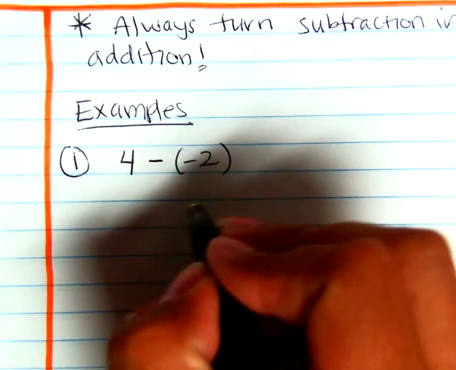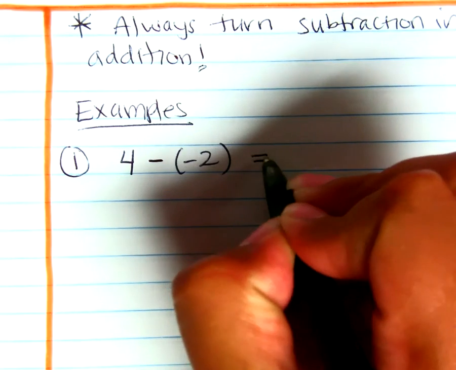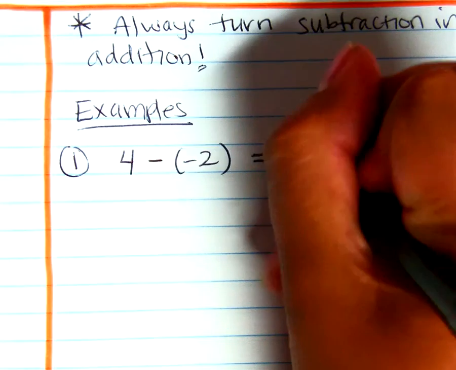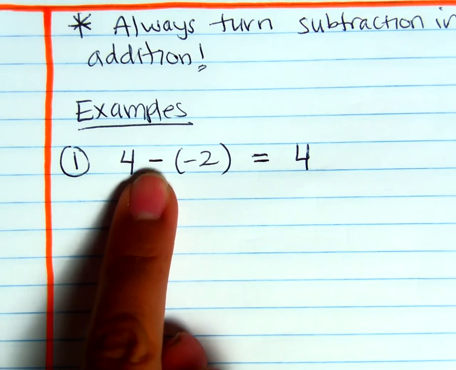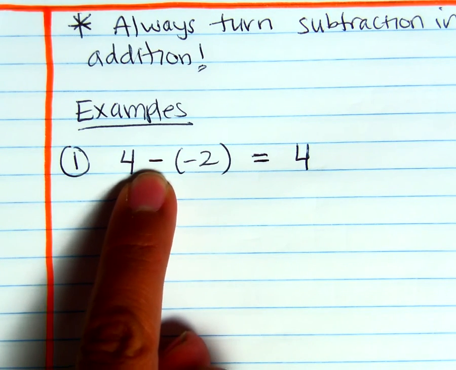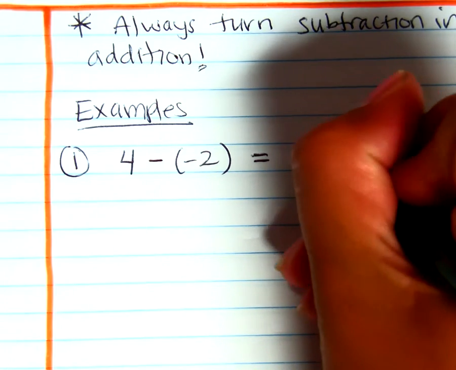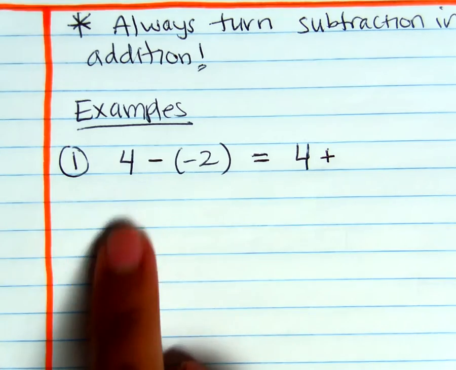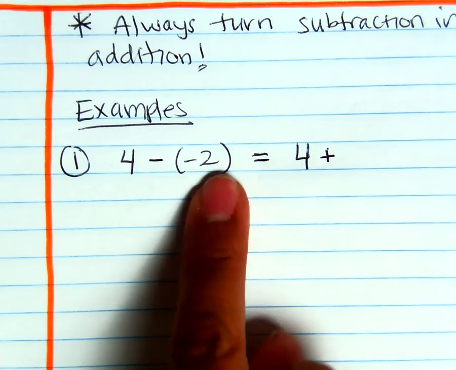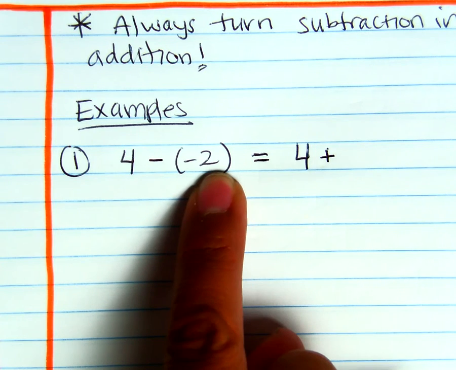So let's rewrite it. Let's write it to the right side. That's going to equal. We're going to keep the 4. What happens to the subtraction side? Turns into addition. So we're going to put the positive. So, right, we kept it. We changed that. And now we have to change the -2. So what does -2 change to? +2.